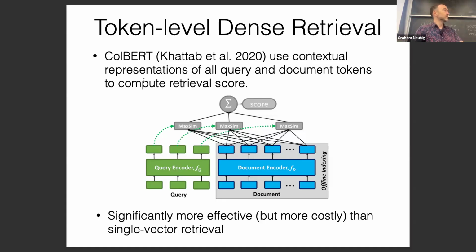Yeah. Are the tokens encoded with some sort of attention to the encoding itself, like before the maximum? Yeah, so this query encoder will typically just be a standard transformer.